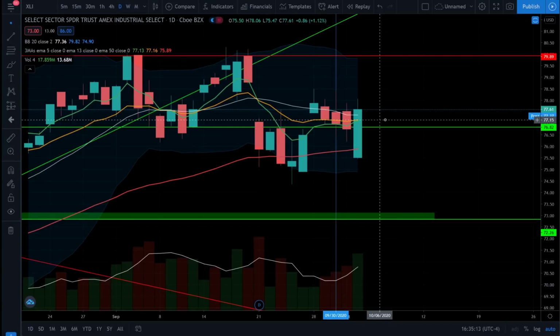So we know technology is looking strong, and we know financials are looking weak, and now we can see that industrials are starting to gain some strength. So if those financials and industrials can go back into that bull market, we're going to be very confident that the S&P 500 could go to new all-time highs.